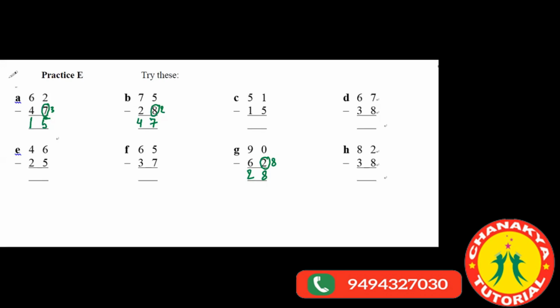Sir, H part. H part, okay, proceed. 8 minus 3 is 5. Sir, but it's a mismatch, so we'll write 4. Okay. The complement of 8 is 2. So 2 plus 2 is 4. Good. And Gautam?